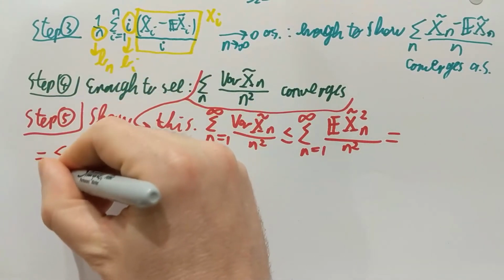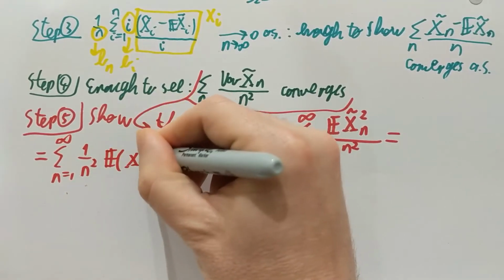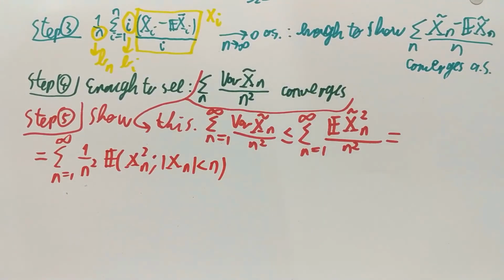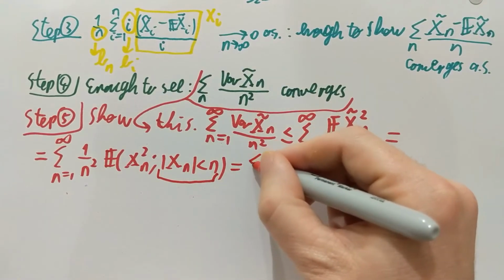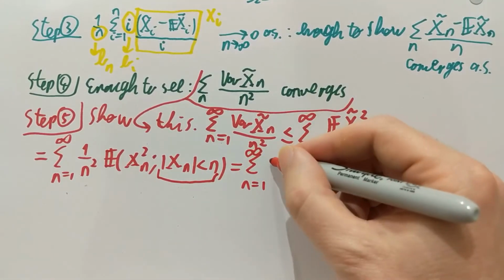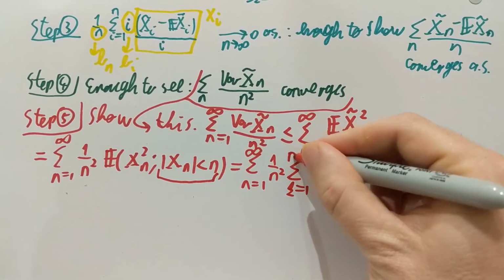So this equals the sum from 1 through infinity, 1 over n squared, expectation of the original x_n squared random variable, but only if |x_n| is less than n. Okay, by the way, why did we do all this truncation? Of course, because we are able to talk about the variance of the x_n tilde. The x_n tilde never exceeds n, so that's why it has a finite variance, and that's why we could apply all these theorems we had before. Okay, so what do I do with this one? I'm going to break up this event into intervals of length 1 in the following way.